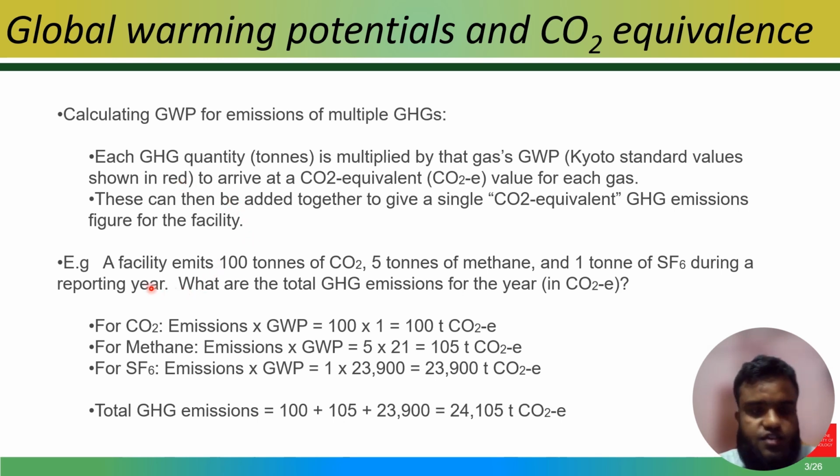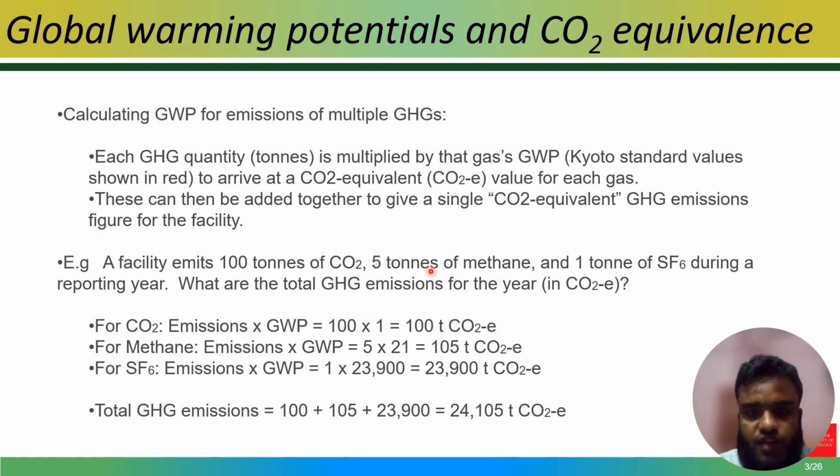Okay, let us do some calculation here. For example, we have a facility that emits 100 tons of CO2, 5 tons of methane, and 1 ton of sulfur hexafluoride during a reporting period. What are the total greenhouse gas emissions for the year in CO2 equivalent? We have to calculate in CO2 equivalent. This word equivalent is very important to understand. We have to multiply the global warming potential factor with the emission. For CO2 emission, multiply with the global warming potential, which is 1 of course, and then we get 100 tons of CO2 equivalent. So this equivalent comes from the multiplication of the global warming potential.